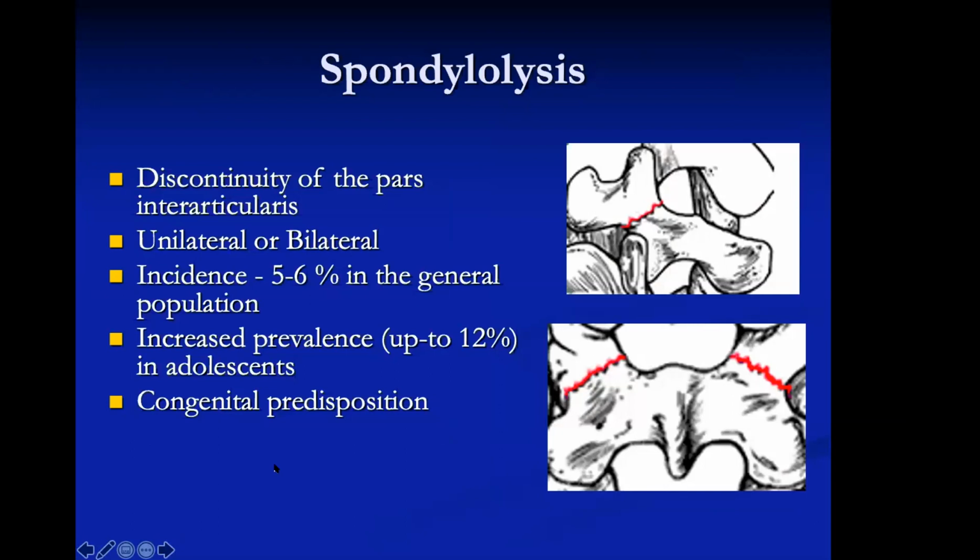Spondylolysis is the lowest dysplastic form of spondylolisthesis. There is just discontinuity of the pars. It could be unilateral or bilateral. It is quite common in the population. About 5 to 6%, which means 5 to 6 in 100, have this particular lesion, but many of them are asymptomatic.